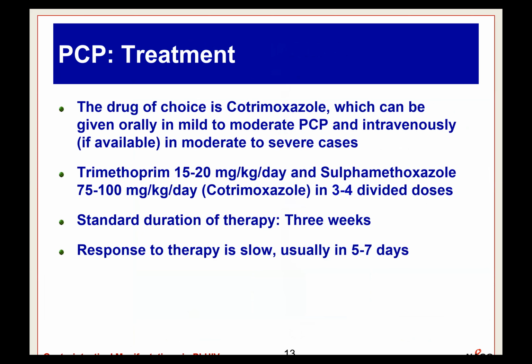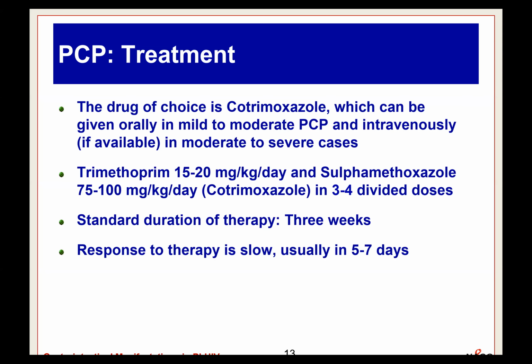And treatment is high dose cotrimoxazole, where you end up giving, if you calculate, 15 milligram per kg of trimethoprim and 75 to 100 milligram per kg of sulfamethoxazole, roughly it comes to giving one double strength tablet per 8 kg of the patient. For example, if the patient is weighing 40 kg, you may end up giving 5 tablets of cotrimoxazole in a day in divided doses of 2 and 1. So likewise, you treat these patients, and the duration of the treatment will be 3 weeks.